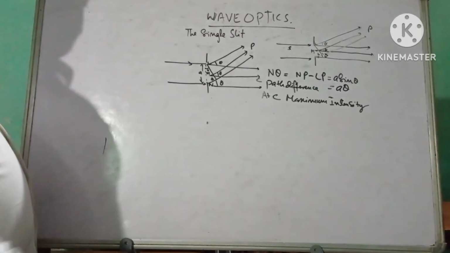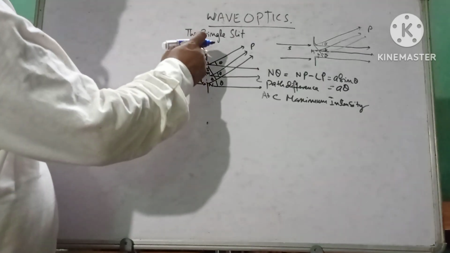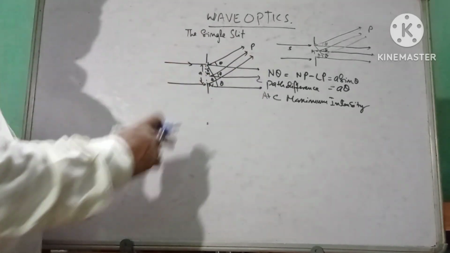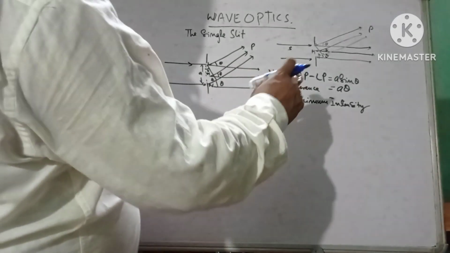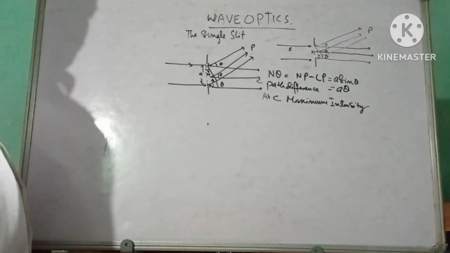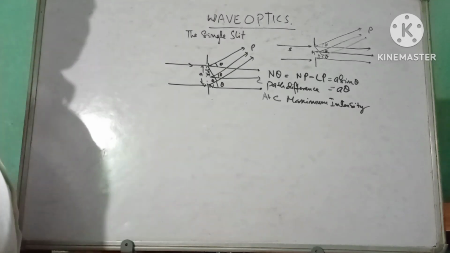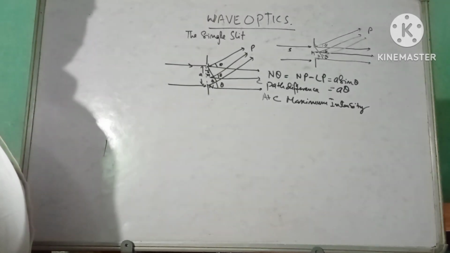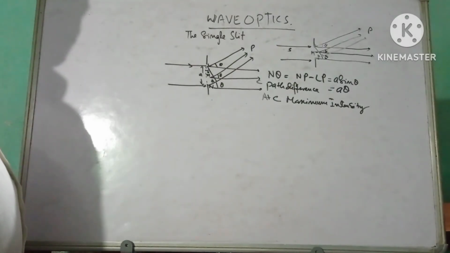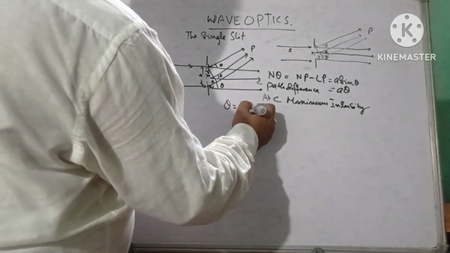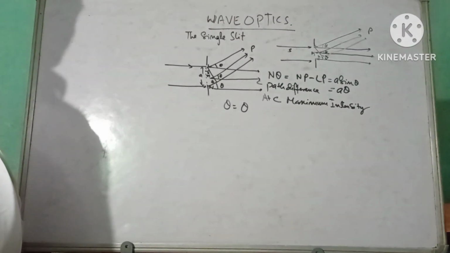Because theta will be 0, all the points from the light wave will reach here at the same phase, and you will have maximum intensity. They will be in the same phase. Now the next question: at theta equal to 0, you are going to get the maximum intensity.